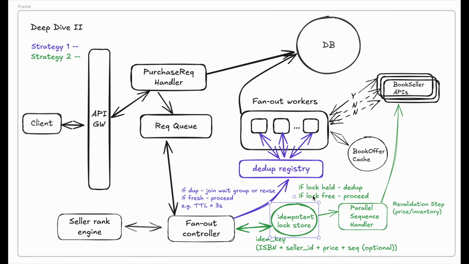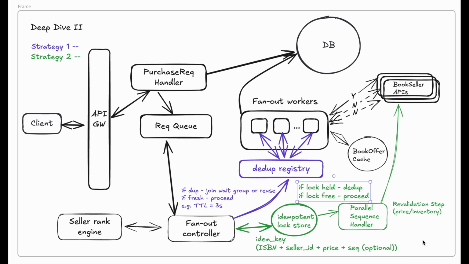We've added a green path for safe purchasing. When a valid offer is found and the worker is ready to buy, it generates an idempotent key using the book ISBN, seller ID, and price. It then checks the idempotent log store. If the key is already held, the worker knows this purchase is already in progress or complete and can reuse the result. If the lock is free, it proceeds to purchase.